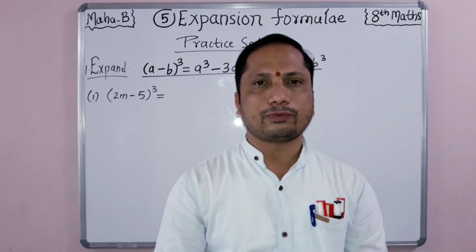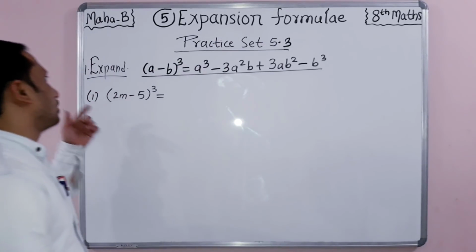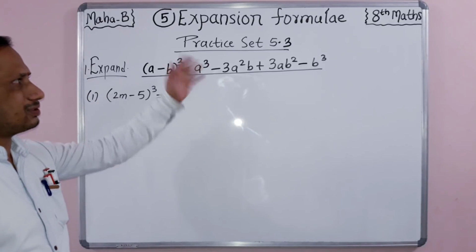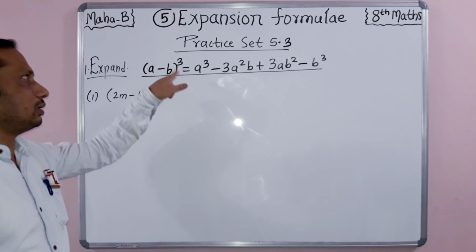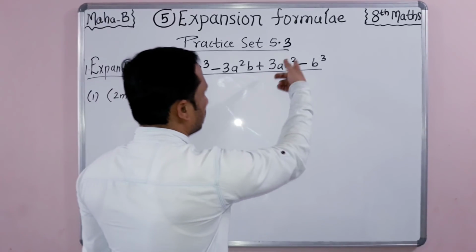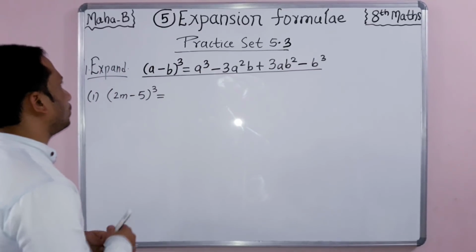So first we will start with expand, and the first problem is like this. See students, (2m − 5)³, we have to use that formula. Which formula? (a − b)³ is equal to a³ − 3a²b + 3ab² − b³. Okay students, so let's start. Use the same formula.